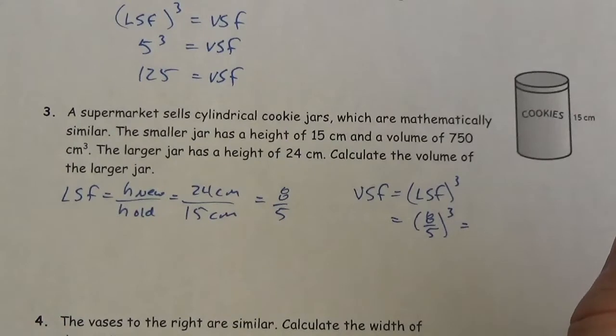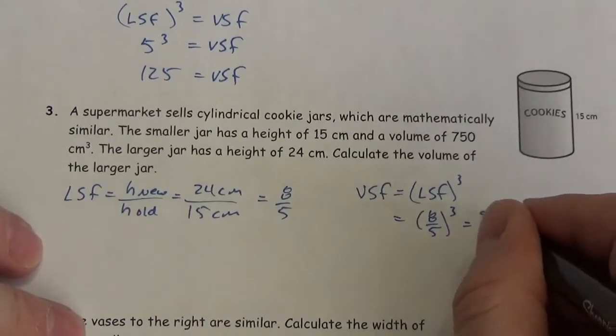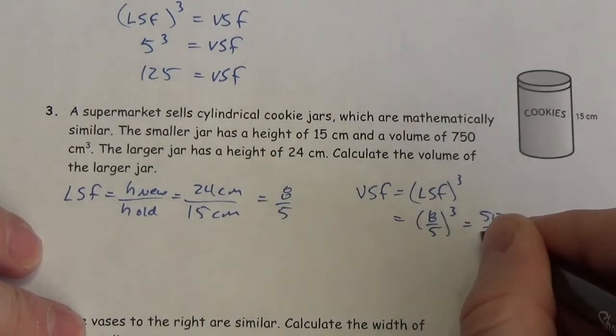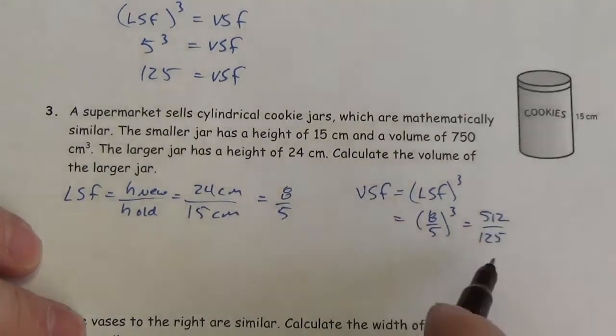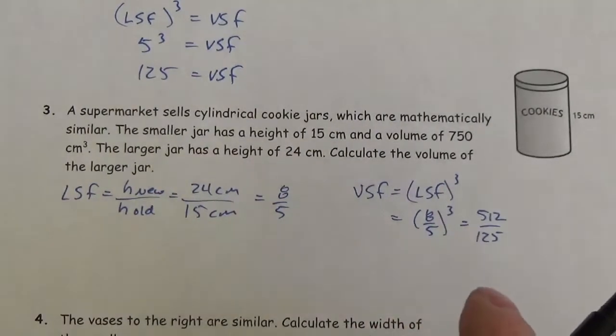Okay, and so 8 cubed is going to be 512, and 5 cubed is 125. Oh, I like the fact that the numbers are the same there, just in a different order. I like that. Sorry, had to comment on that.